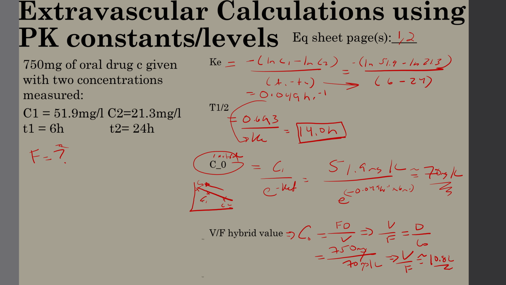And so what if I had told you F is equal to 80%? If it's 80% or 0.8, how would you incorporate that into this answer? Then you would just do V equals, you'd have to move the F up there and multiply it, 10.8 times 0.8 is equal to approximately somewhere around 8.6. So the volume of distribution decreases slightly when you incorporate the bioavailability of this specific drug.